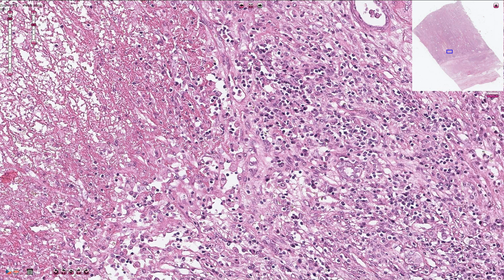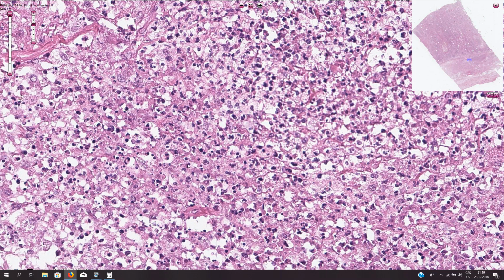Well, actually, in this area we also have a lot of lymphocytes and plasma cells, so let's go somewhere else. So, for example, here we have slightly more neutrophils. Some of these cells are already karyorrhectic, and some of them are necrotic.